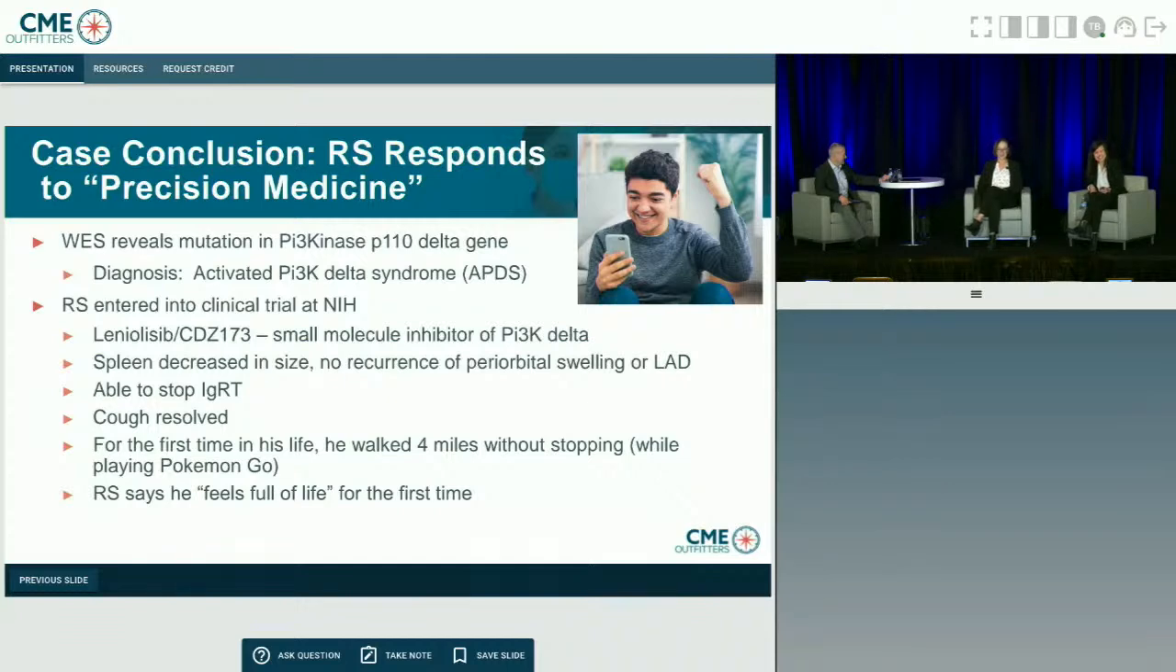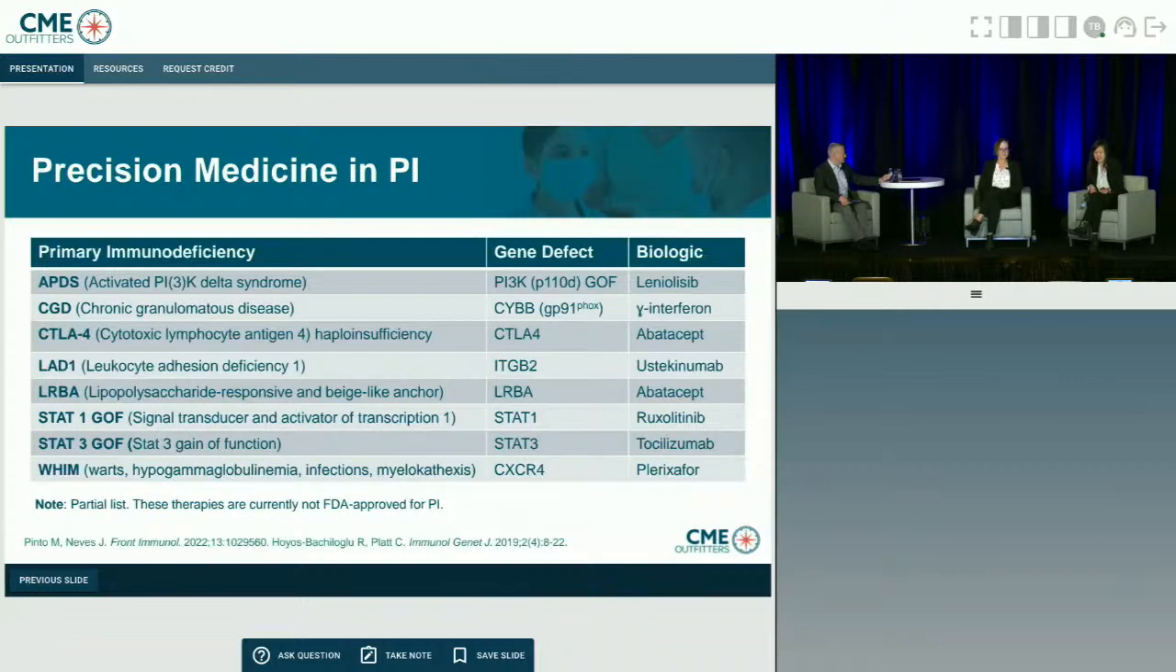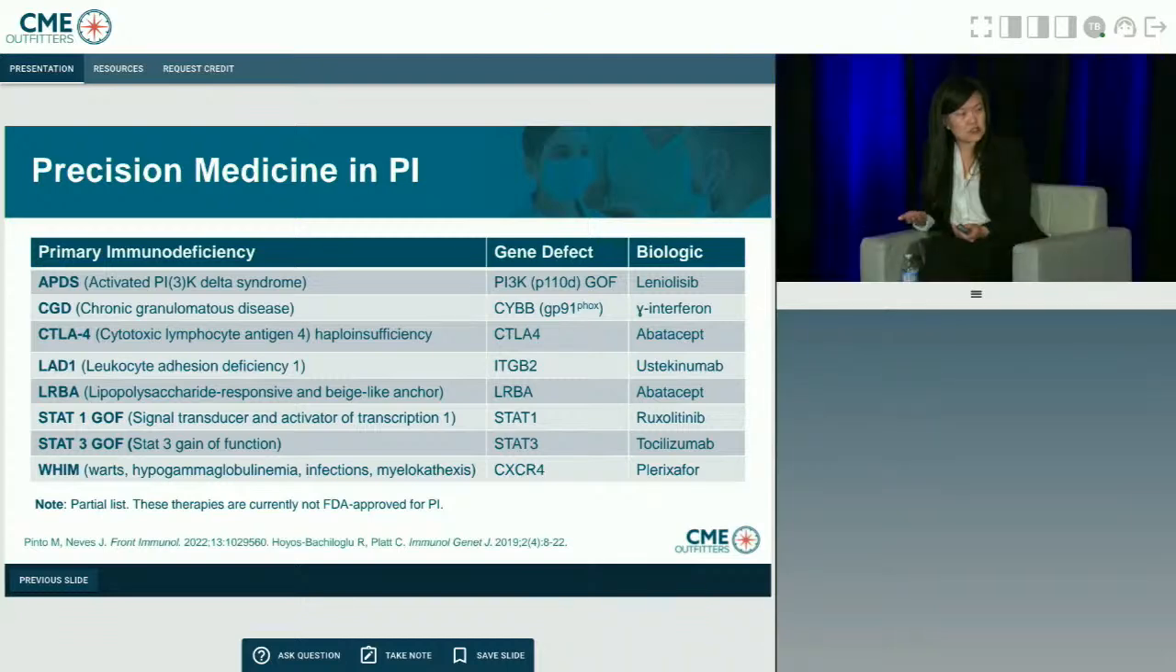So I think it just represents that this is a kid who was so severely impacted from a quality of life standpoint. He really was. And just to be able to know that because of genetic testing, we were able to give him a very precise treatment is pretty incredible. And I don't think I have time to go over all of these, but this is just a representation of diseases new and old that we now know the gene defect, and we have a biologic that can treat that condition specifically. That's not even a whole list. No, definitely. This is just a partial list.